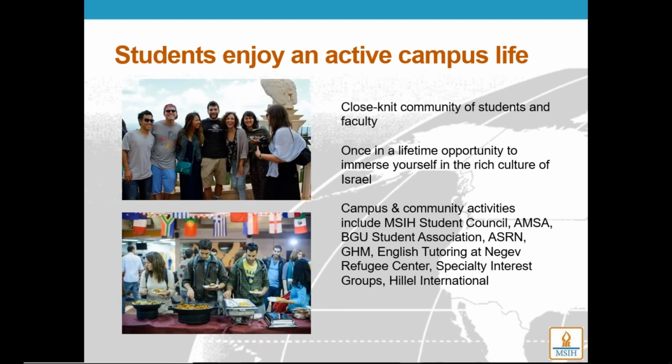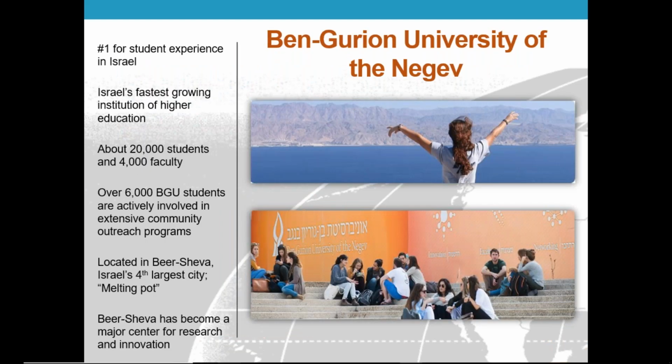So MSIH and BGU do provide a very rich student life. MSIH is a small school within a large university. As I mentioned, MSIH is a close-knit community of students and faculty. But at the same time, students, by studying medicine abroad, really have a once-in-a-lifetime opportunity to immerse themselves in the rich culture of Israel, experience other new cultures, and to learn in medical school about international cultures and different things like that. It's a great opportunity for them to travel as well.